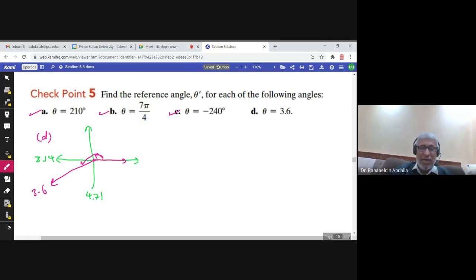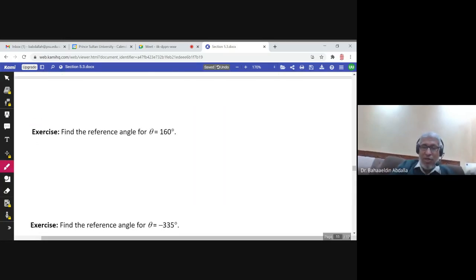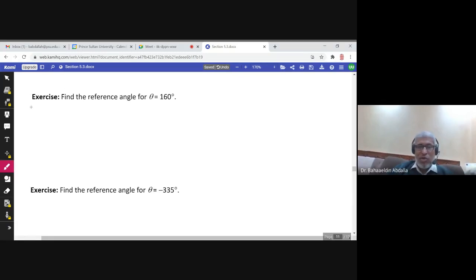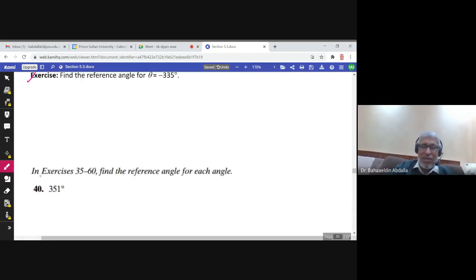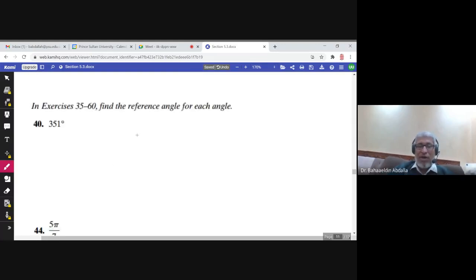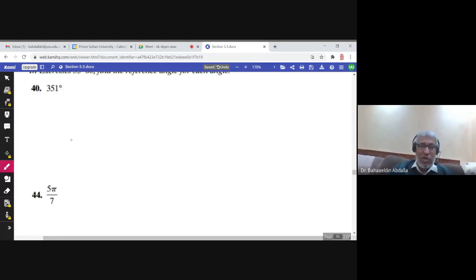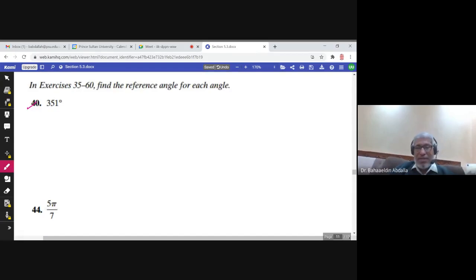So this is the angle theta. Now, where is the angle theta prime? It is this angle. So theta prime, how to find this angle? I have 3.6, which is greater than 3.14. I subtract them, and the answer would be 0.46 radian. So this is the reference angle of 3.6. Please also solve these exercises similarly. And here, find the reference angle of, let me solve 44 for you. Please try 40 by yourself. It is all the same idea.